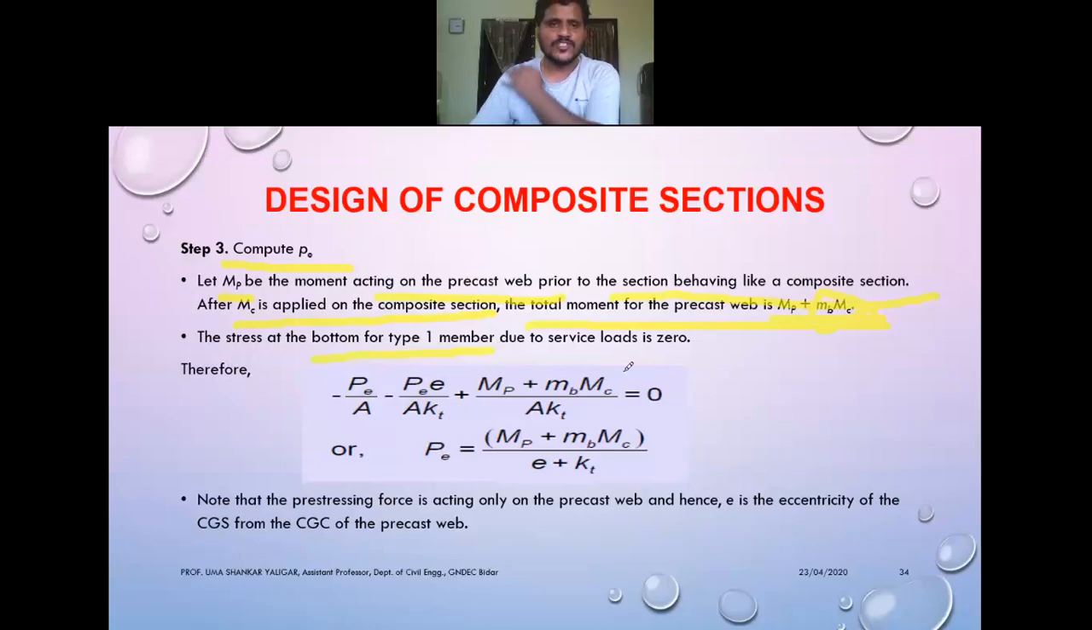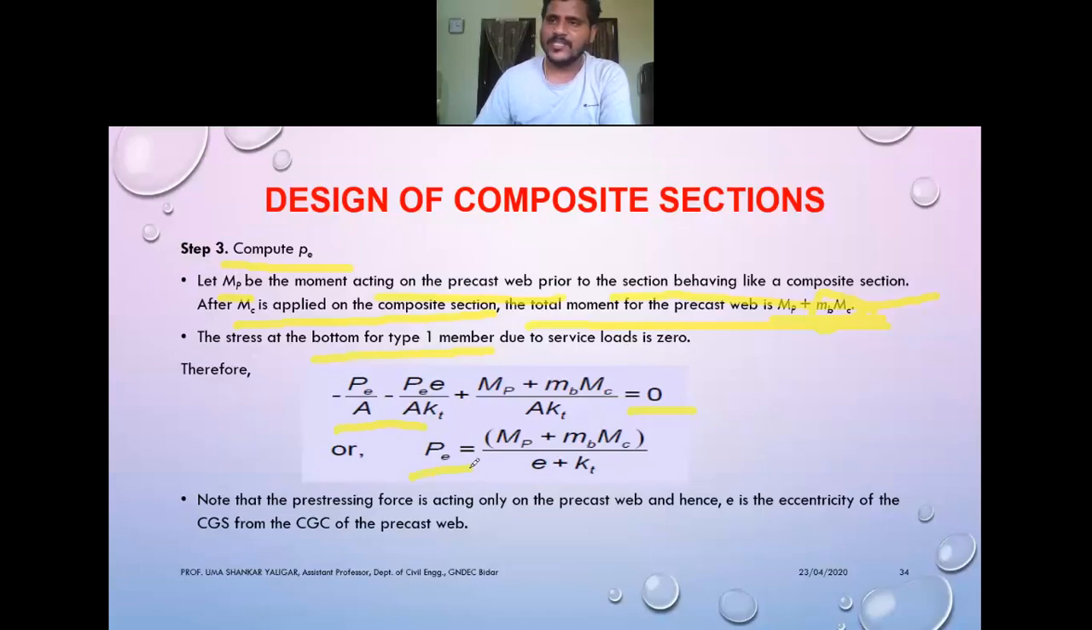And therefore for a type 1 member the stress due to service load is equal to 0. Therefore we can write Pe by A. This is due to the effective pre-stressing force, this is due to the eccentric pre-stressing force, and this is due to the total moment, the moment before the web acts like a composite section and after Mc is applied on the composite section. In this way, this is equal to 0.